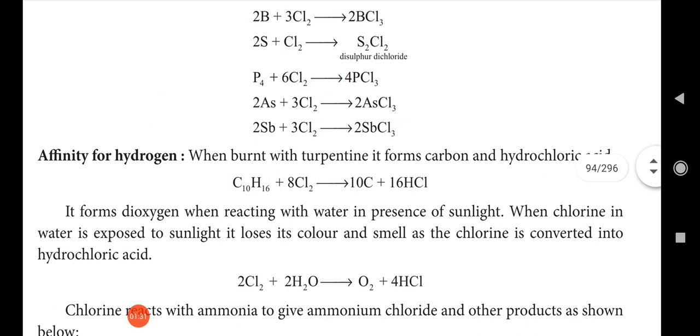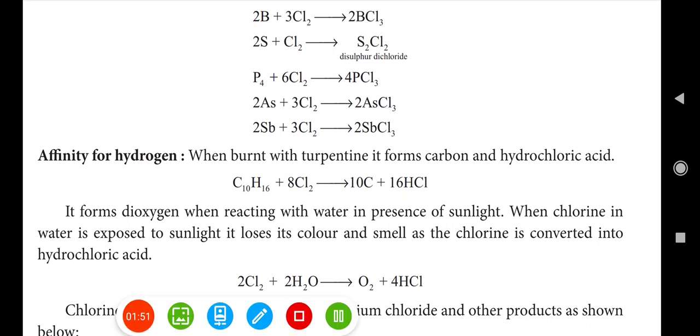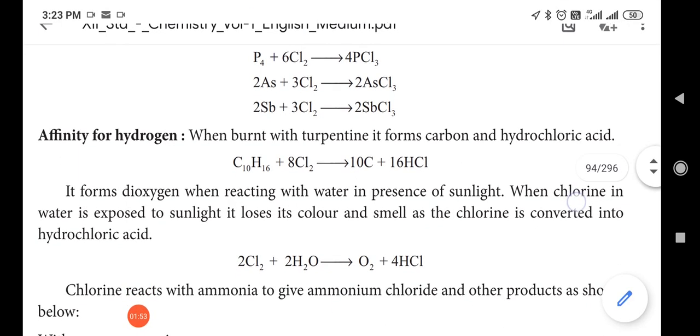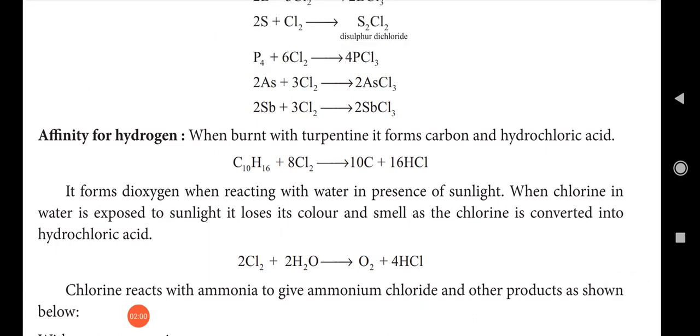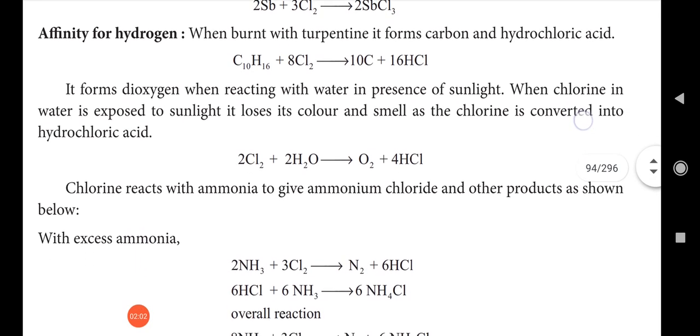With phosphorus it forms two different chlorides, phosphorus trichloride and also phosphorus pentachloride. Arsenic reacts with chlorine to form arsenic trichloride, and stibium reacts with chlorine to form SbCl3. Stibium is also called antimony. Sb means stibium, it's a Latin name. It is the symbol of antimony.